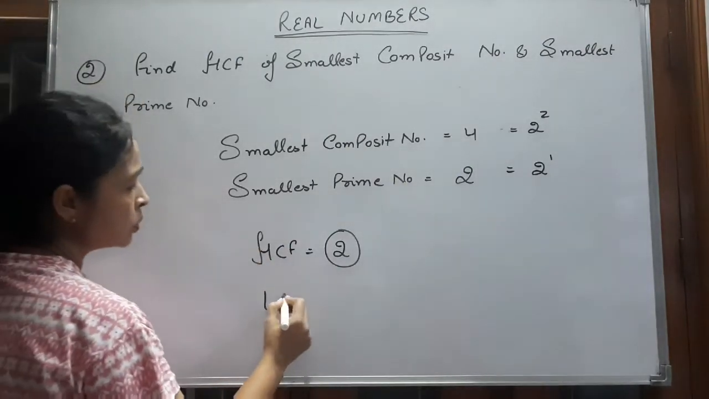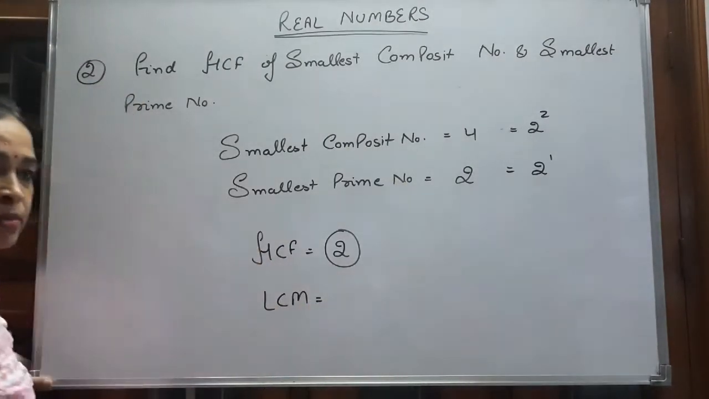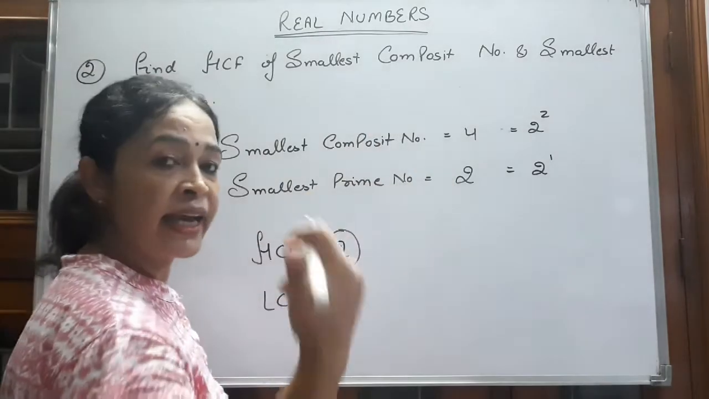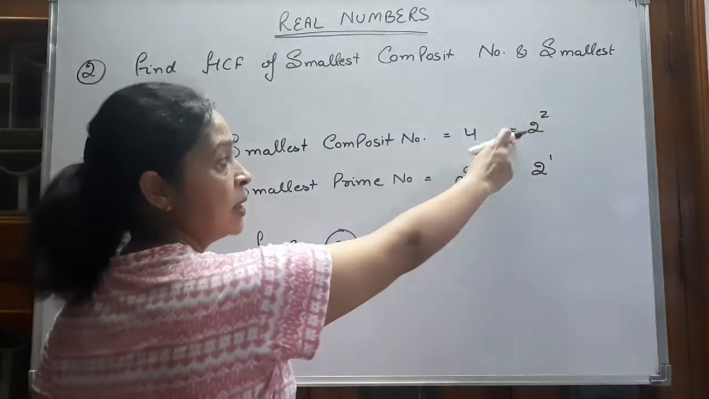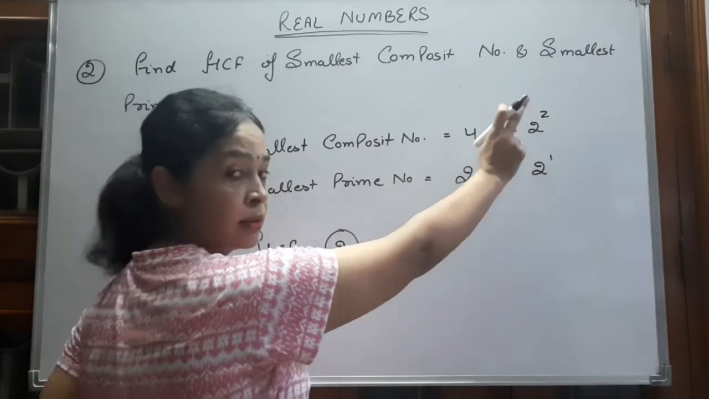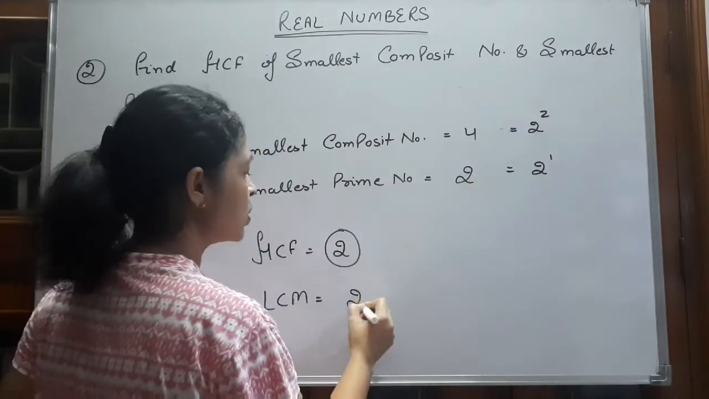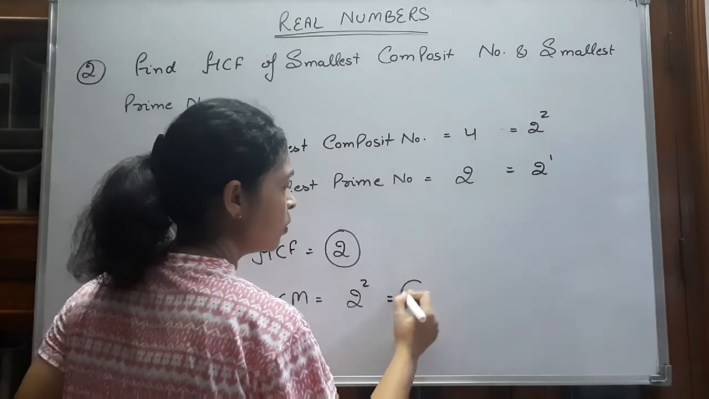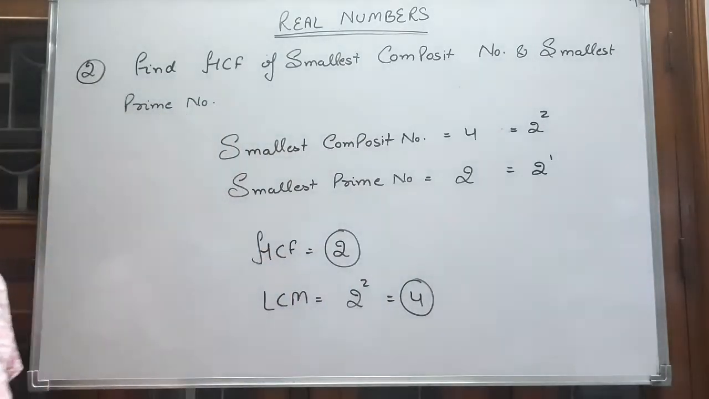Now, what will you do if you have to find LCM also? LCM is the highest power of every factor. The only factor we have is 2. Highest power is 2 की power 2. So, LCM will be 4. Clear?